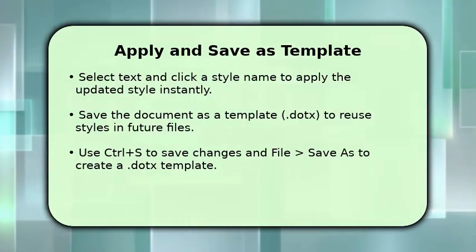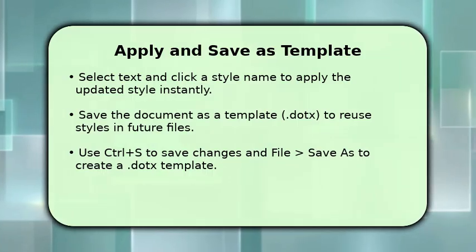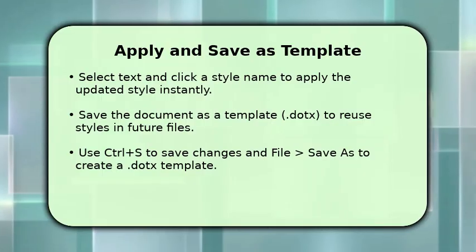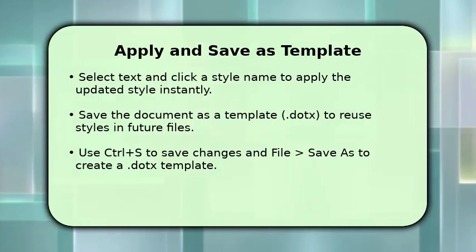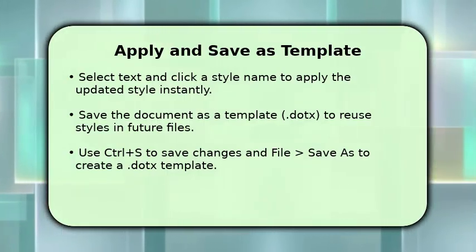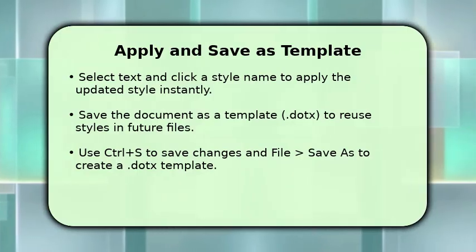Choose File, then Save As and select the .xltx format for a template. Use Ctrl plus S to save regular files and File Save As to create a template copy. Open that template for future documents to maintain consistent styles across projects.